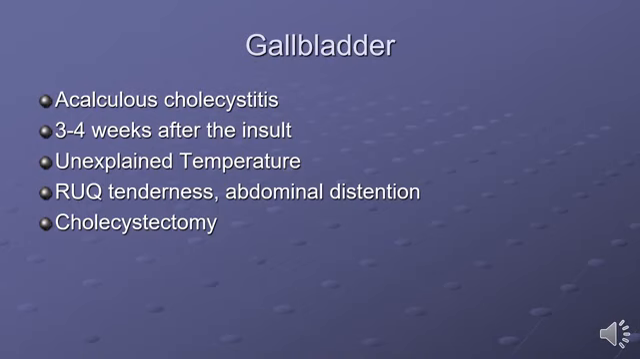In the gallbladder, they will have acalculous cholecystitis. This is, there's no stone causing the cholecystitis. It is caused actually by ischemia. It usually happens 3 to 4 weeks after the initial insult. They'll have an unexplained temperature, right upper quadrant tenderness, abdominal distension, and the treatment is cholecystectomy.